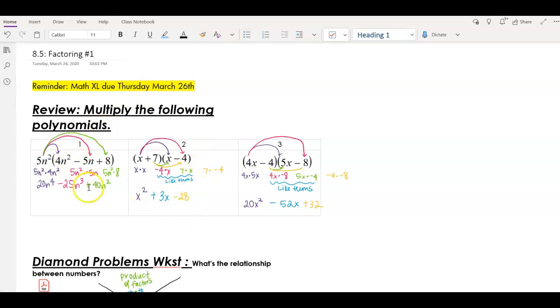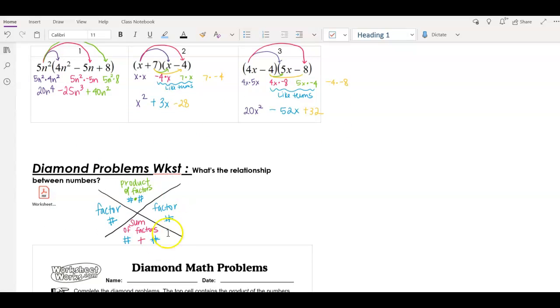Once we talked about the multiplying, this next worksheet is dealing with problems 2 and 3, and then we'll go back to problem 1 in the notes. When we talk about problems 2 and 3, there's a relationship between the 28 and the 32, the last two numbers, and the numbers in the middle, 3 and negative 52. So what is that relationship? Well, this worksheet will walk you through just those relationships that we're looking for.